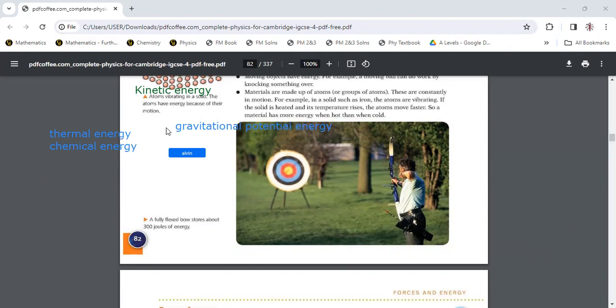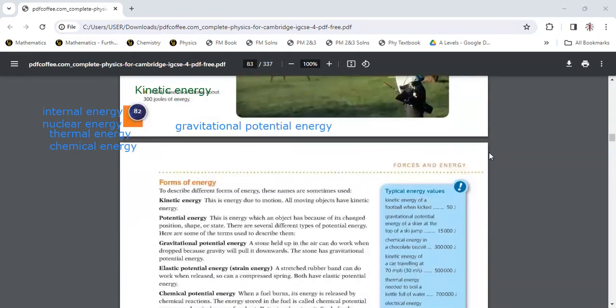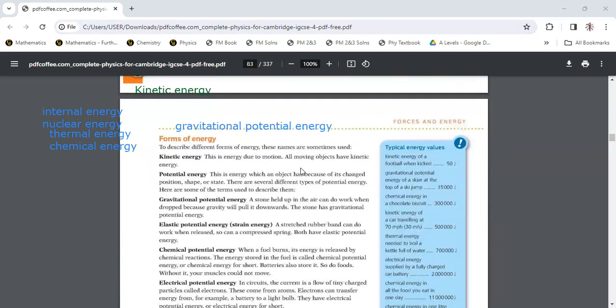All right, thermal energy, chemical energy, gravitational potential energy, internal energy, nuclear energy. Yep, that's good. So, what is each one of them? First up, kinetic energy is the energy an object has when it is moving. So, for example, if a ball is moving, it has kinetic energy. But potential energy is energy which is stored.